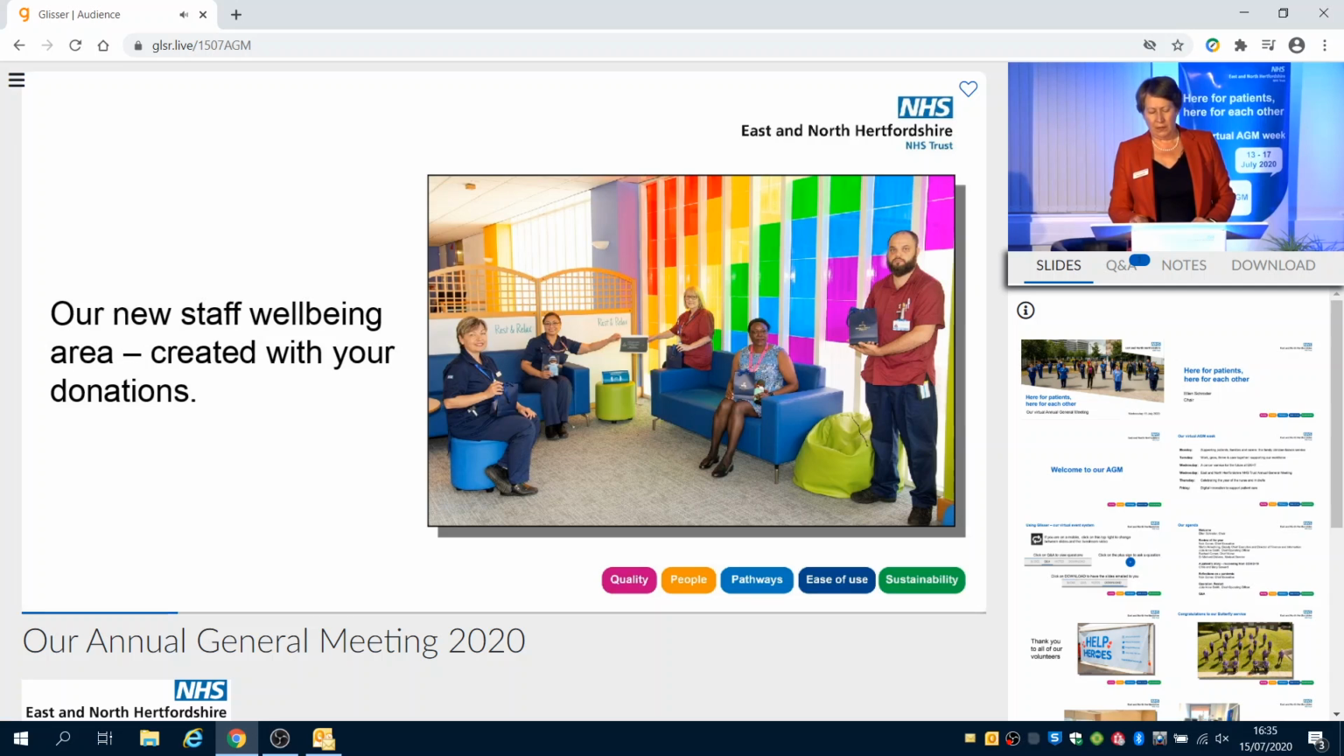as demonstrated by the weekly clap for carers. But what has been most heartwarming is the support we've received from our local communities, both in sentiment and also in donations to our staff, our charity and our patients.